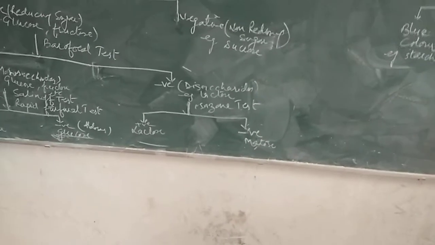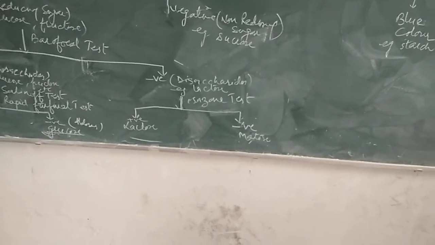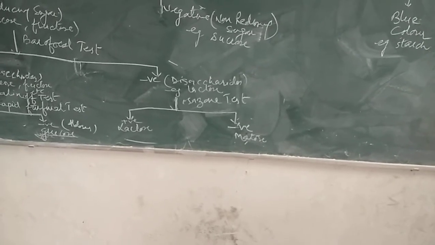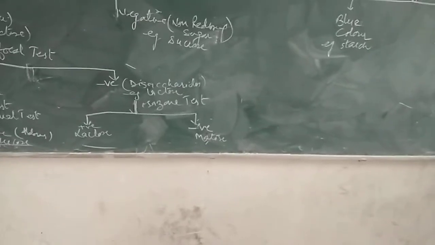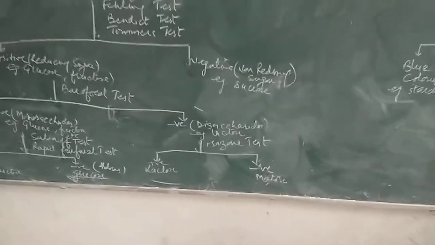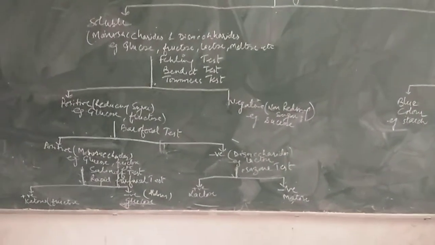If the Barfoed test is negative, then disaccharide is present. Then again we do the Osazone test. If the Osazone test is positive, then lactose is present. If the Osazone test is negative, then maltose is present. This scheme is followed when our sample is soluble in water.